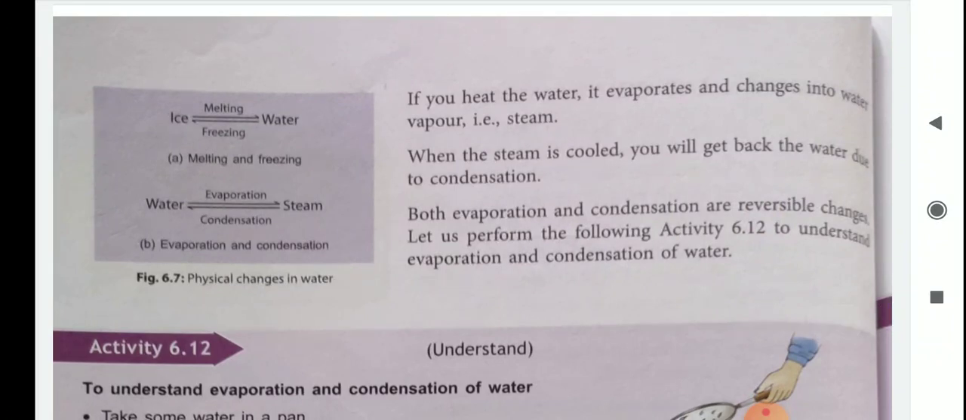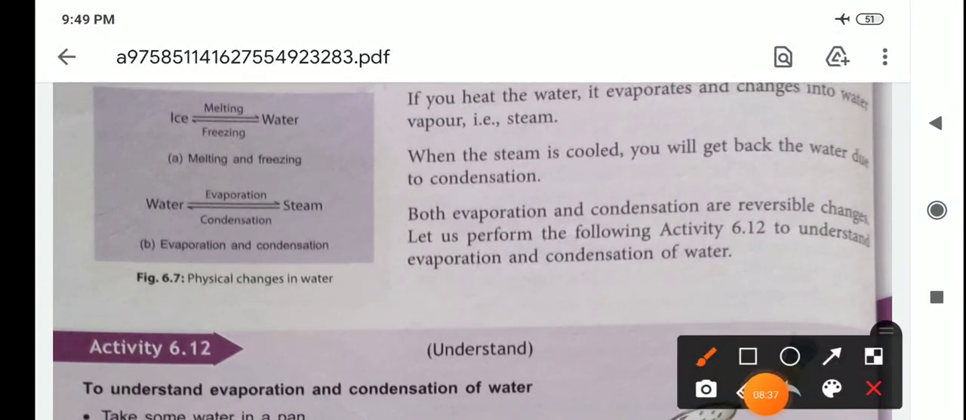Here, children, one box is given. You see how ice changes into water by melting process, and how water changes to ice by freezing process. Okay.